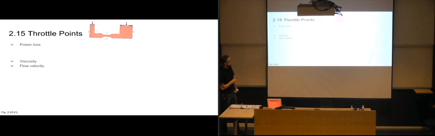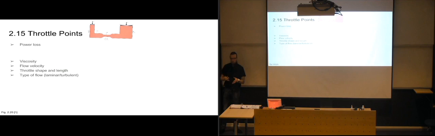And flow velocity can also tell us about the power loss. Also the shape and length of the throttling point will tell us something about the power loss. And of course the type of flow, because even though it is very easy to achieve a turbulent flow through the throttle point, it might not necessarily be achieved. So you might have a laminar flow going through there. If it's just a very small throttling there, it might be sufficient that you keep the laminar flow going through the throttle point.